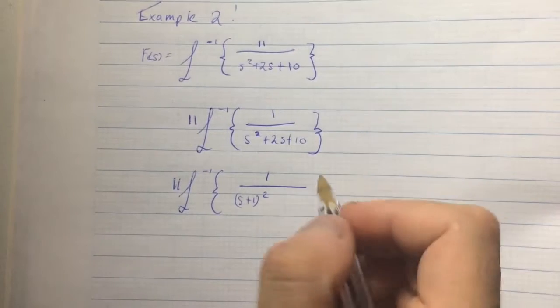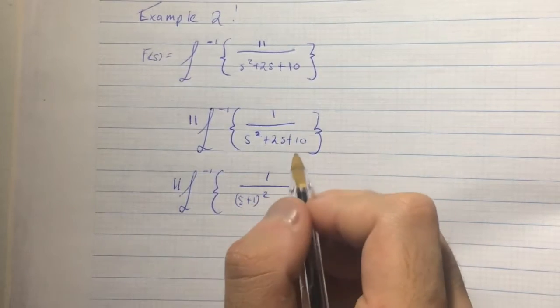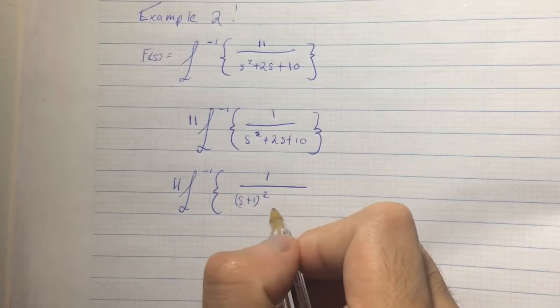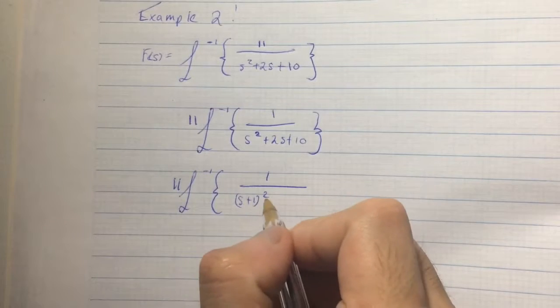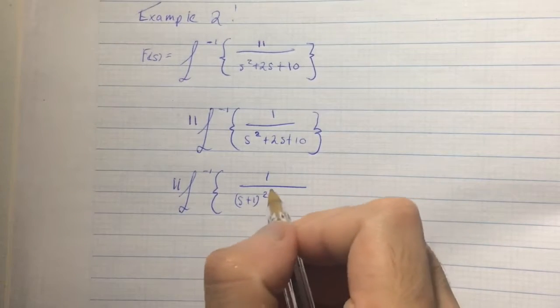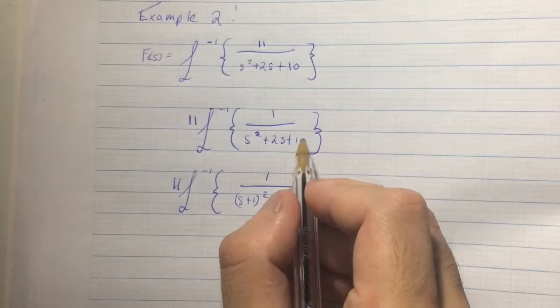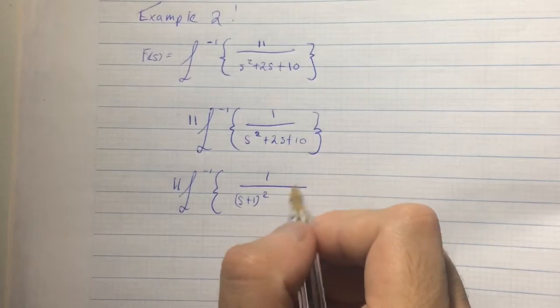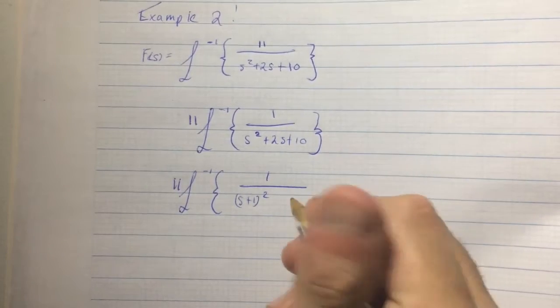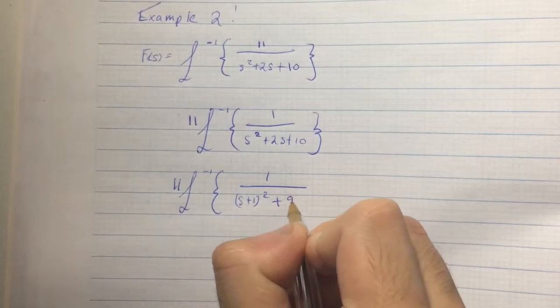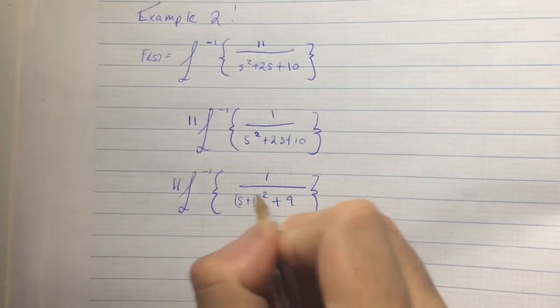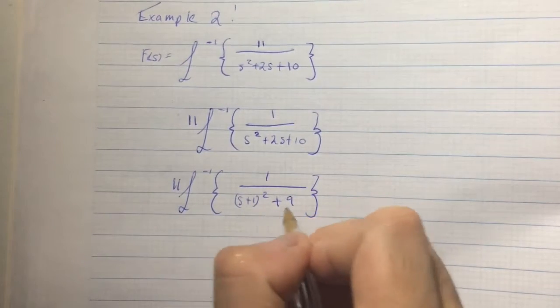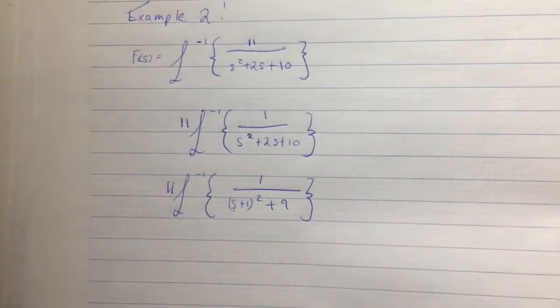because now that's a perfect square: if I divide this by 2 then square it, that's going to give me 1, which means s plus 1 squared is a perfect square. Then I have to subtract 1 as well, because I just added 1 out of the blue, so this is going to be plus 9. And if I expanded s plus 1 all squared plus 9, I'd get this back.